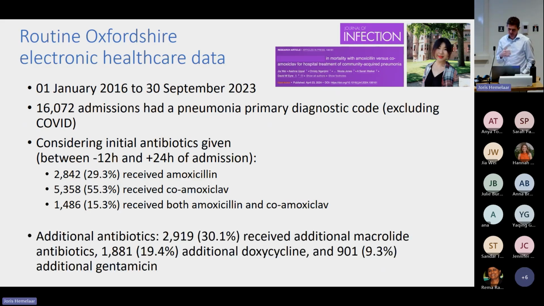And then others received additional antibiotics as well, whether it was a macrolide antibiotic or doxycycline, both of which would treat these atypical infections. And then 9% received additional gentamicin, which wouldn't necessarily treat a chest infection, but might have been given because there was some diagnostic uncertainty.